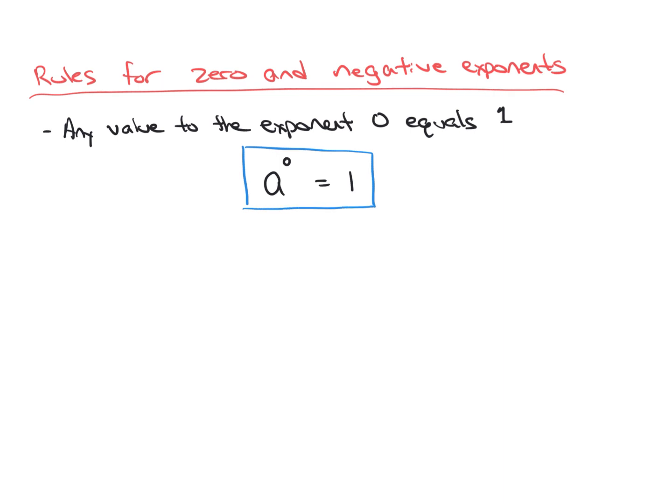There is only one exception to this. I'll write that off to the side. There's one exception to this rule. If you have the number 0 to the exponent of 0, that is a little different. 0 to the exponent of 0 is something that we call undefined. It has no value that it should be, or at least there's an argument as to what value it should be.